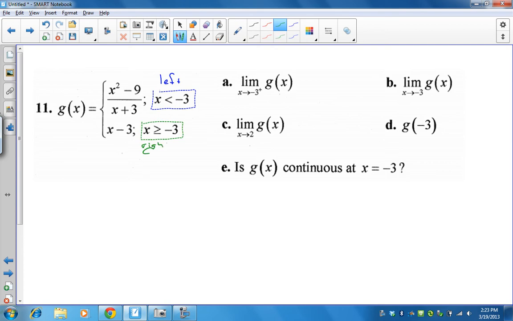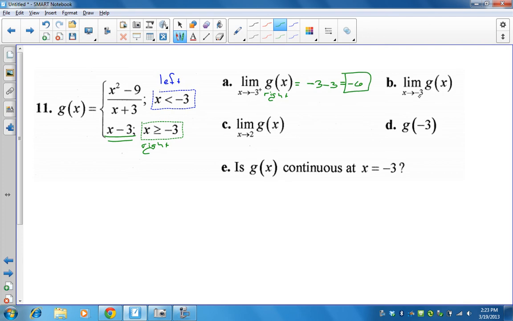So that's the right side. And then part A is x approaches negative 3 from the right. So this is a right side limit, which means I need to use this function for part A. So that's x minus 3. I'll plug in negative 3. Negative 3 minus 3 is negative 6. So there's our answer to part A.